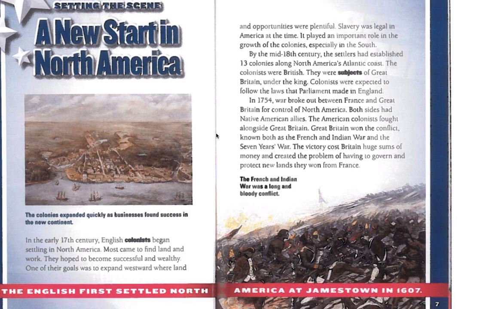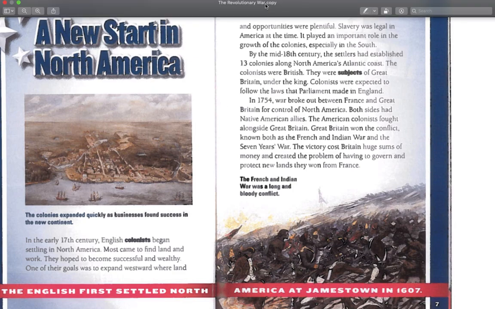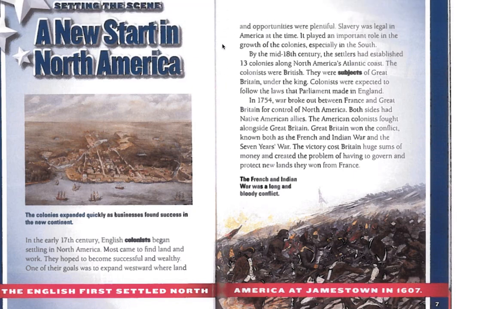So colonists are the name of the individuals who came all the way overseas to try and find a new life in America. Slavery was legal in America at the time. It played an important role in the growth of the colonies, especially in the South. By the mid-18th century, the settlers had established 13 colonies along North America's Atlantic coast. The colonists were British. They were subjects of Great Britain under the king. Colonists were expected to follow the laws that Parliament made in England.